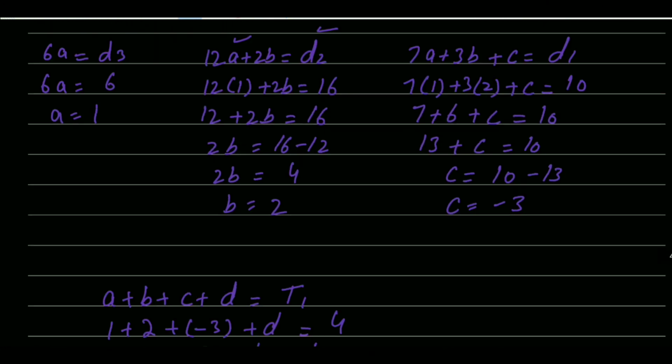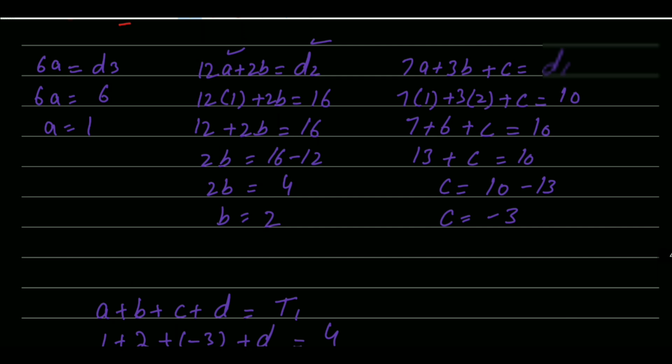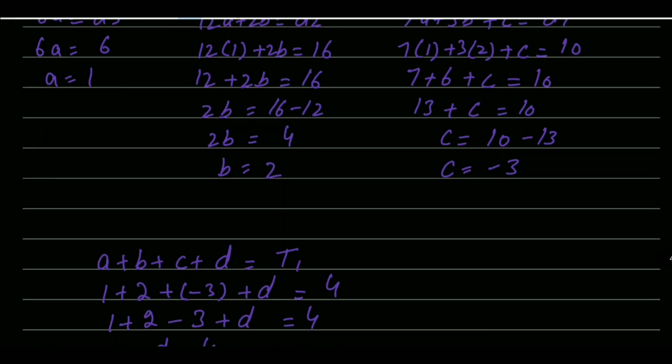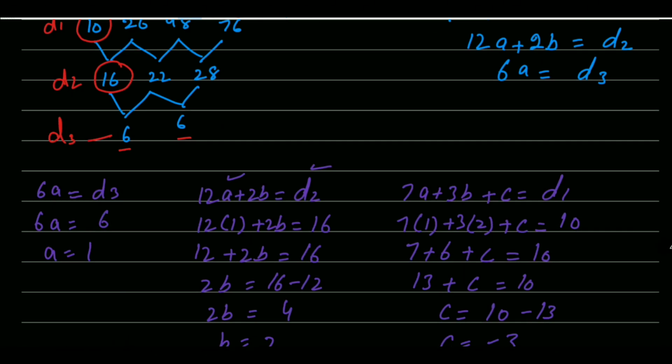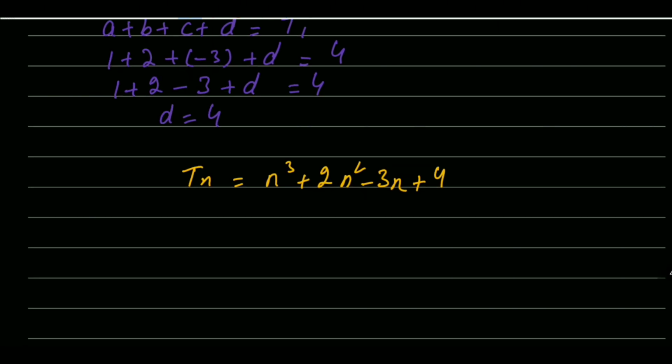a n cube. A is 1, so if we put 1, it will remain n cube. And b n square, b is 2, so plus 2n square. Plus c n. C is minus 3, so it will be minus 3n. Plus 3 means plus 4. So this will be the final answer, the nth term of this sequence.